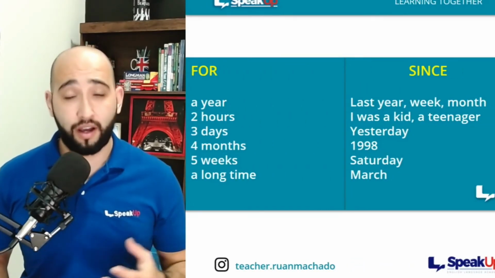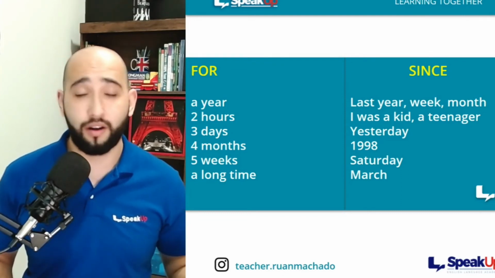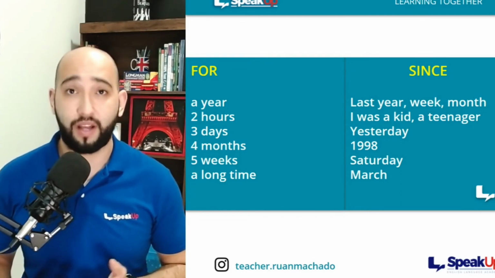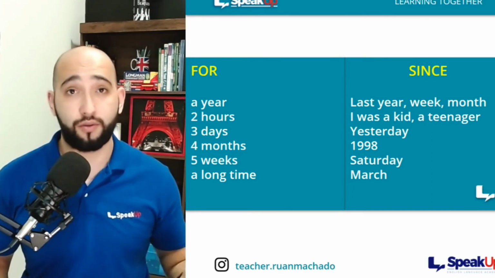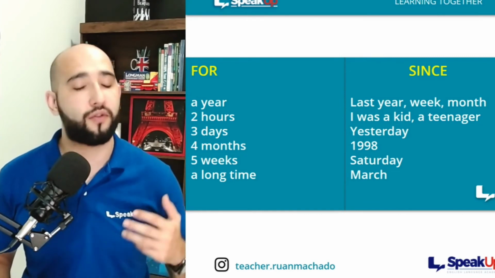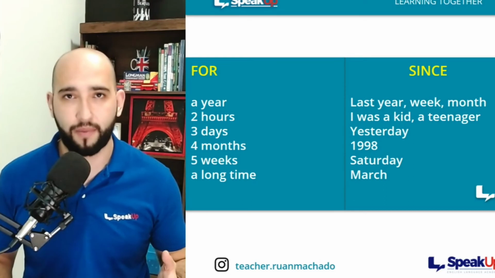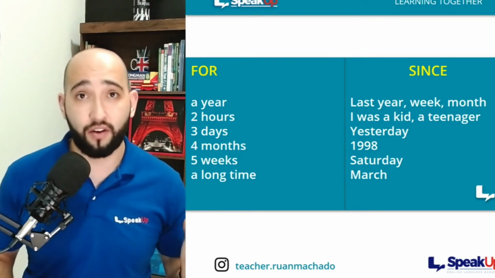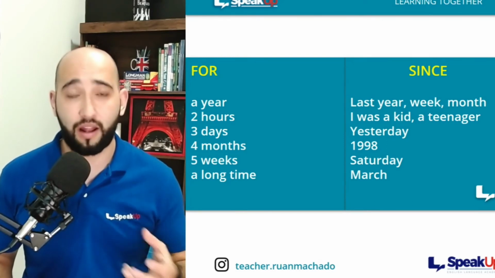Now let's take a look at some expressions that are commonly used with for and since. I can say, for example, for a year, for 2 hours, for 3 days, for 4 months, for 5 weeks, for a long time. Notice that after for, we have a duration or a quantity of time, a length of time.